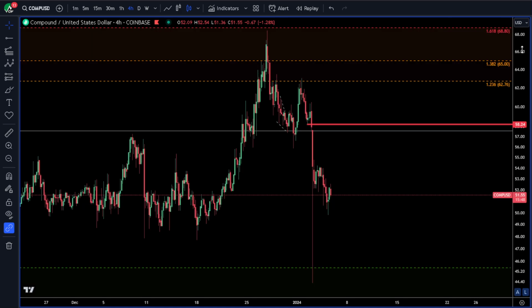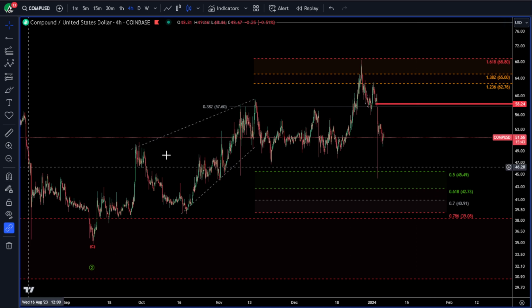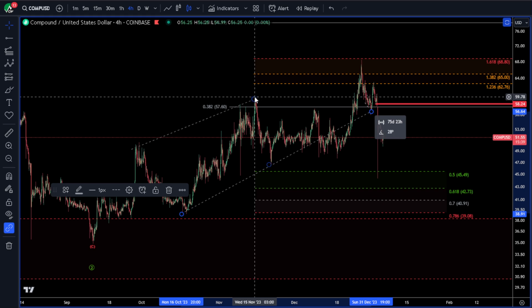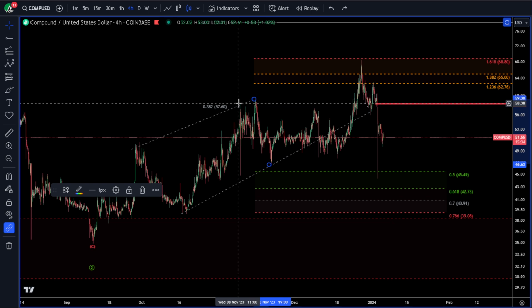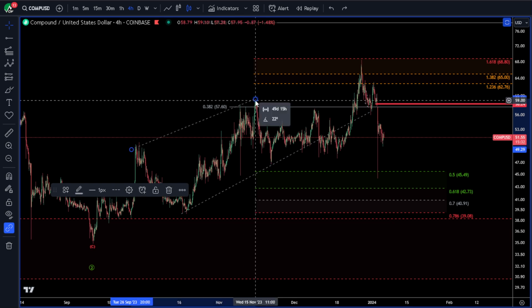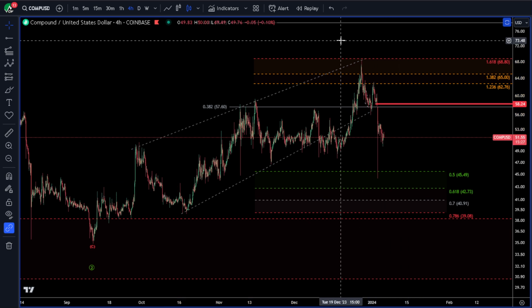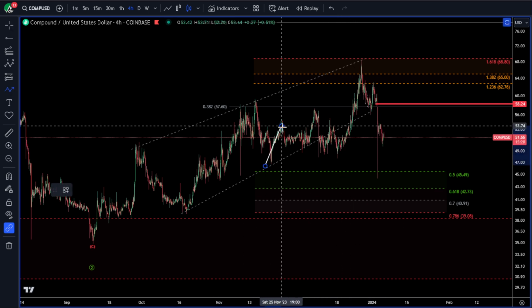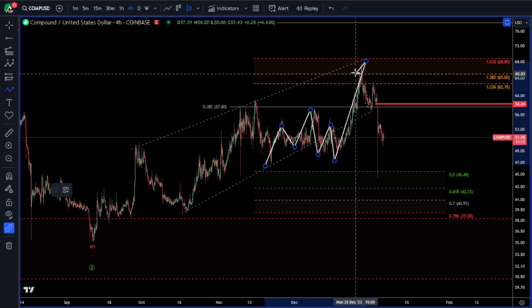Now, a couple of things to pay attention to here. Just wanted to show you, I did try and count this as a leading diagonal. When we made our last move up, I was like, maybe we just extended a little bit higher and our waves got bigger. But the more I look at this, the more I disagree with it. Labeling it this way, the fact we came outside our boundary line and the fact that this looks like a flat A, B, C, 3-3-5.